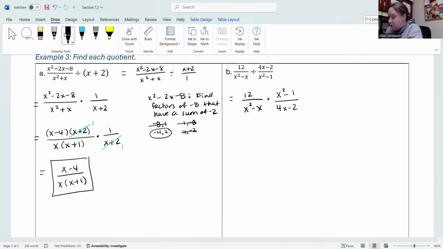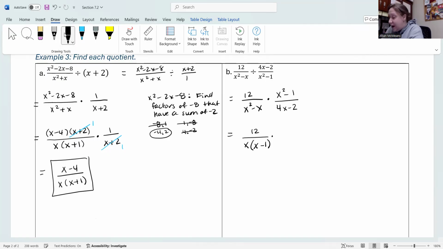Okay? So first numerator is as good as it's going to get. It's just going to be 12. First denominator, I have a GCF of x. So I want to factor out an x. Well, x squared minus x is x, and negative x divided by x is negative 1.